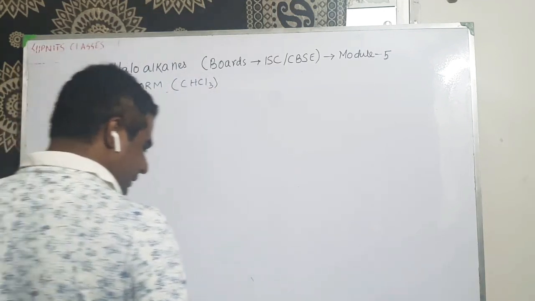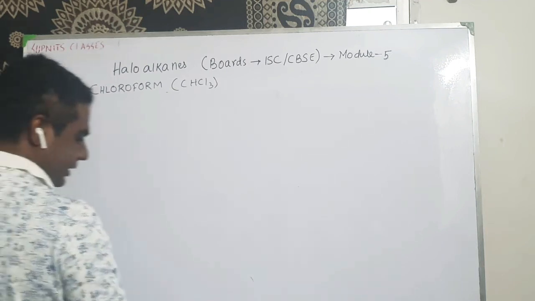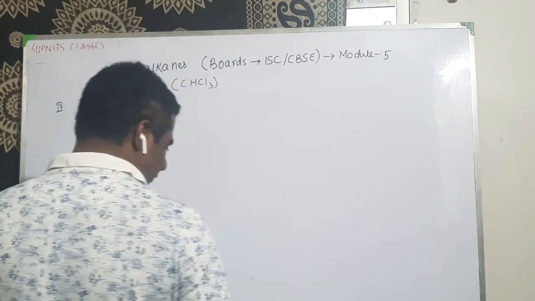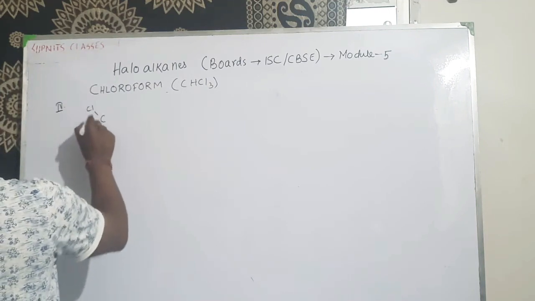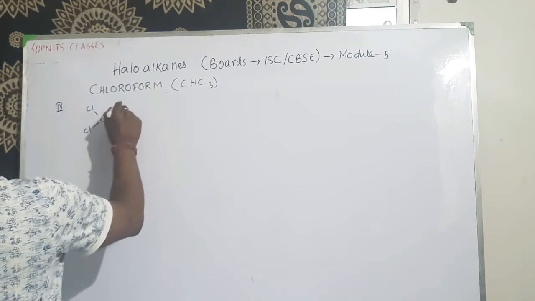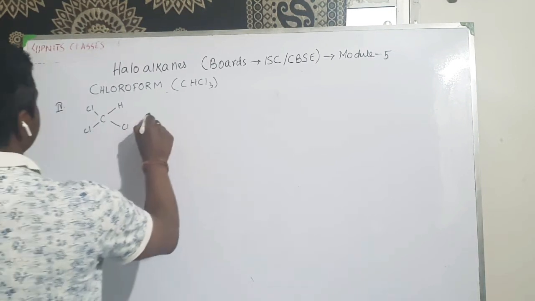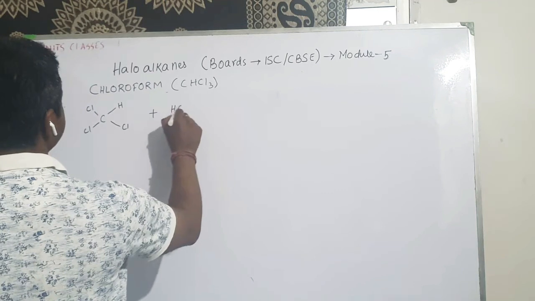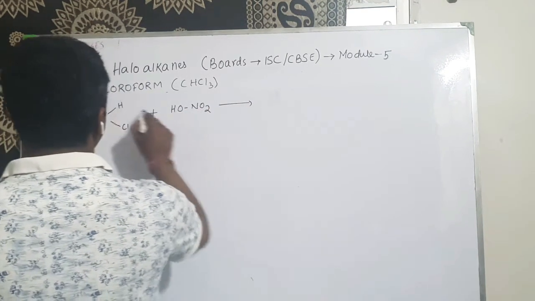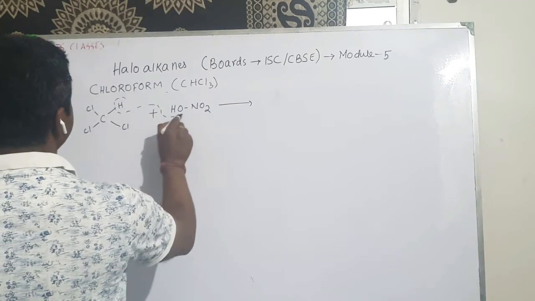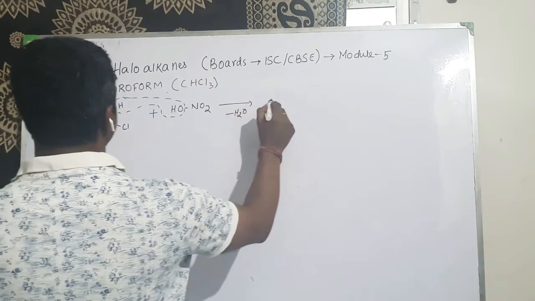Okay. Our next reaction is number 4. It is not a named reaction. It is the reaction of chloroform with concentrated nitric acid. So this is chloroform, CHCl3. Nitric acid, for organic chemistry, is HONO2. It will take up this one, eliminate water, and you will get this one.